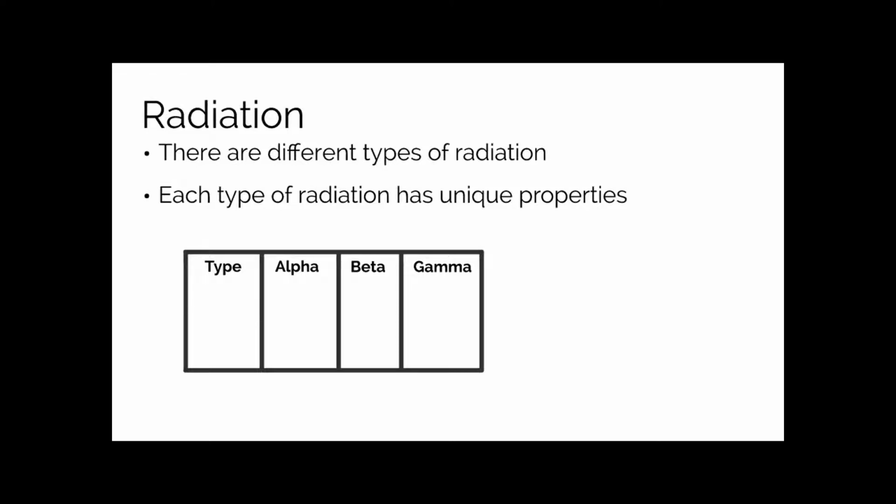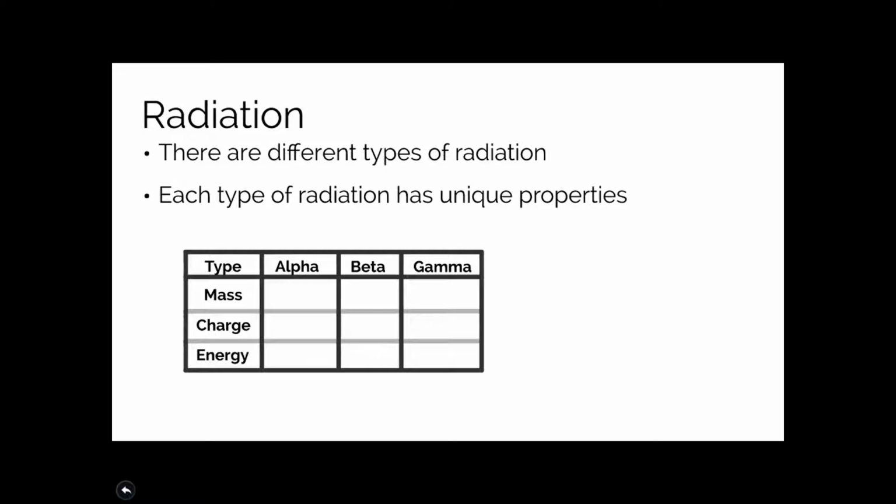I'll let you know why in just seconds, but we'll look at three of their properties. So we are looking at the mass of each of these, what their charge will be, and what type of energy, or how much energy, they can each carry. Now, I'll start with alpha.